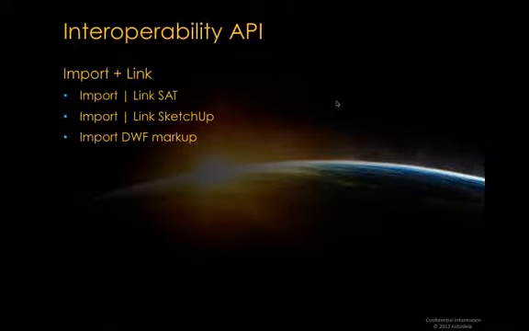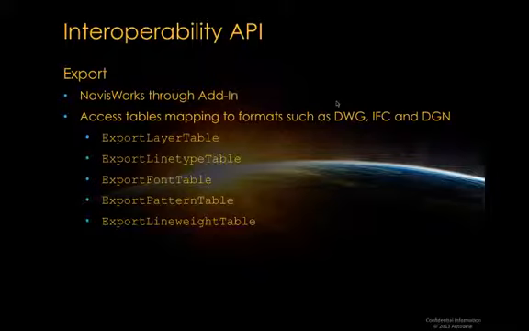Related to the Link API, we have some enhancements for interoperability. We can import and link SAT files and SketchUp files and import with markup. More interoperability functionality concerns the export. There's a Navisworks exporter through an external add-in, and there's access to the export data in DWG, IFC, and DGN files through table mappings for layers, line types, fonts, patterns, and line weights.